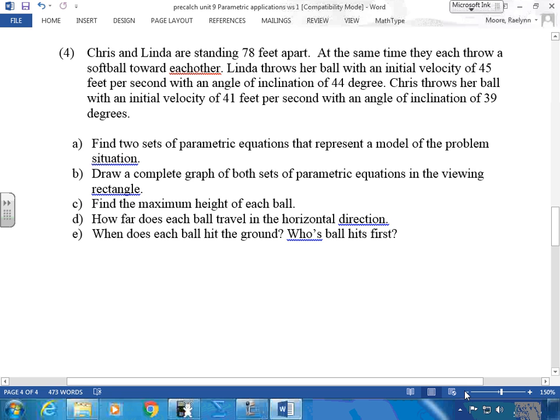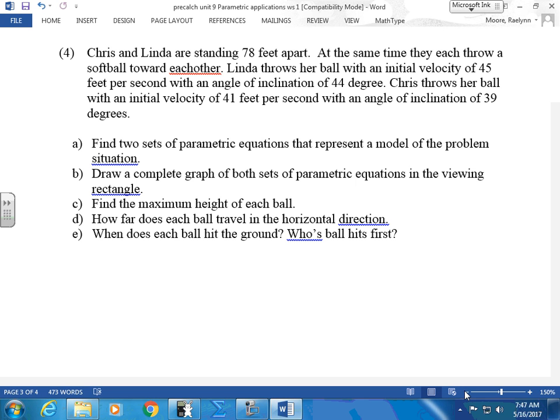Okay. This one's a tricky one. Chris and Linda are standing 78 feet apart. So here, there, 78 feet between us. At the same time, they throw a softball towards each other. I throw that way, they throw this way. Linda throws her ball with initial velocity of 45 feet per second at an angle of inclination of 45 degrees, and Chris throws her ball at an initial velocity of 41 with an angle of inclination of 39. Again, they're throwing off the ground, so we're not adding that in.